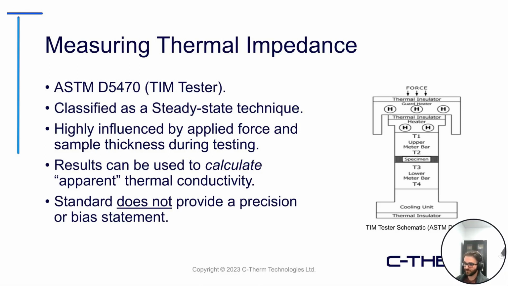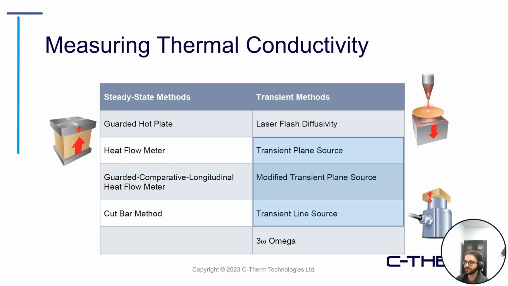There are certain things to consider, of course, certain biases that may be introduced. One thing I find interesting going through the standard is that they do not provide a precision or bias statement for this standard test method. So when you're looking through that, trying to figure out where your error may lie, it can be a little more challenging with certain techniques compared to others. Now, when we're looking at measuring thermal conductivity, again, there are a range of different options here.